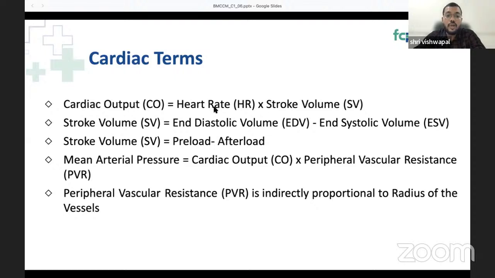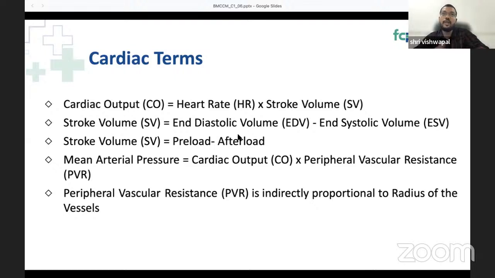Okay, so we know what heart rate is. Heart rate is beats per minute, and around 70 beats per minute is the normal heart rate which has been published. Stroke volume is equal to the difference between the end diastolic volume and the end systolic volume, which can also be termed as preload minus afterload.